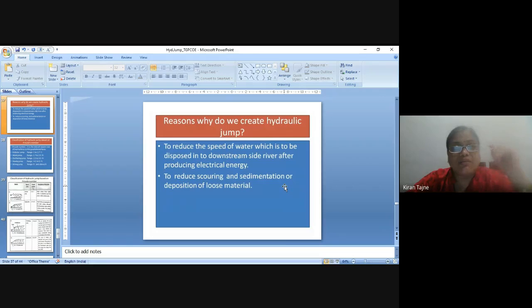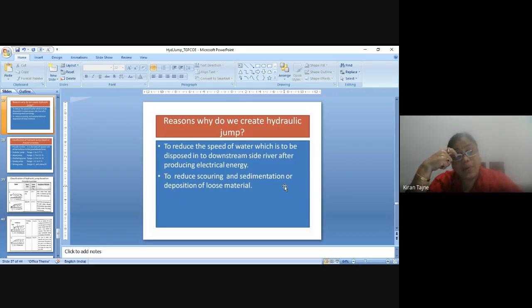So why do we create a hydraulic jump? What should be the reason for that? What is actually the use of this hydraulic jump? To dissipate the energy.